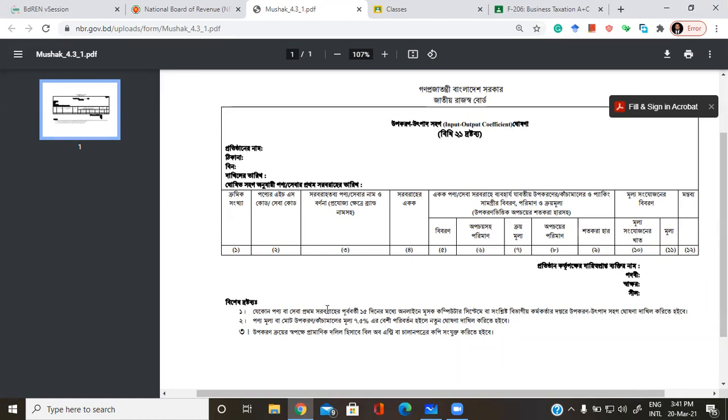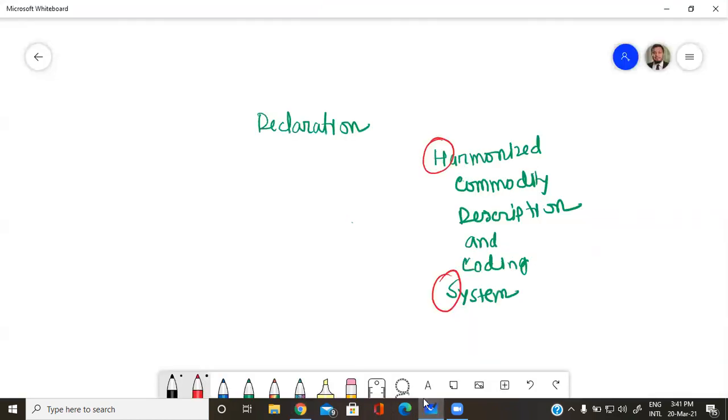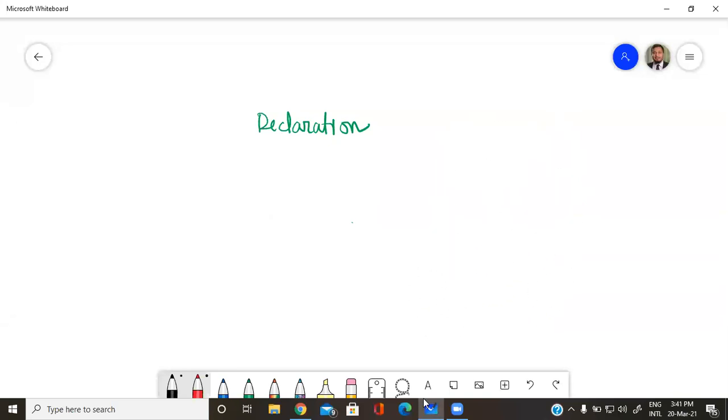So this declaration, why do you need to provide this declaration, what do you need to provide it for? You need to provide it to the VAT divisional officer if you have the registration for VAT.